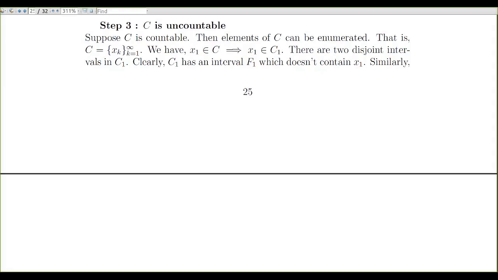These intervals are disjoint, therefore x3 cannot belong to both. x3 will belong to at most one interval. We are not saying that x3 belongs to one of them. At most, x3 can belong to one of them. Therefore, the other interval will not contain x3, and we call this F3.